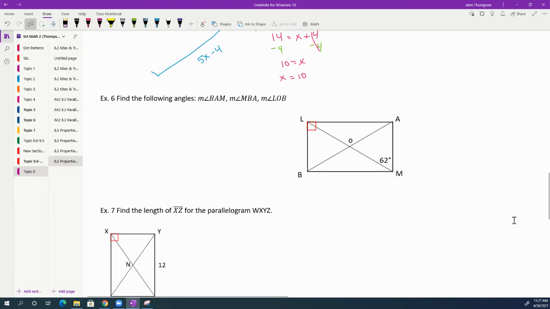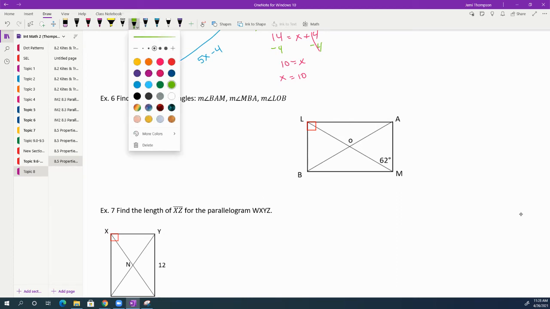Example 6, find the following angles. Ooh, there's a lot of letters there. All right, slow down. What do I got? The first angle is BAM.